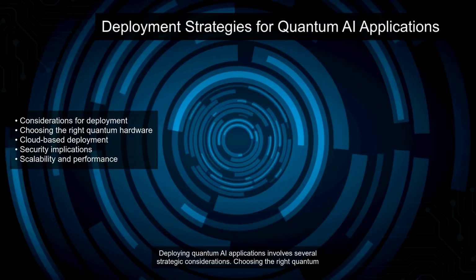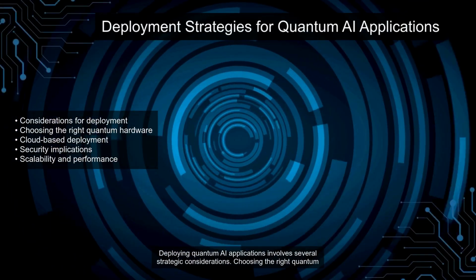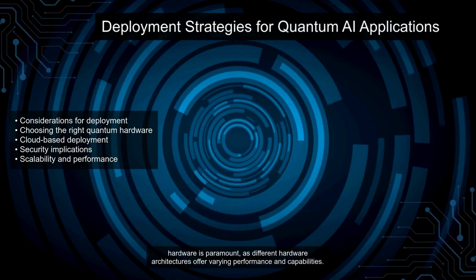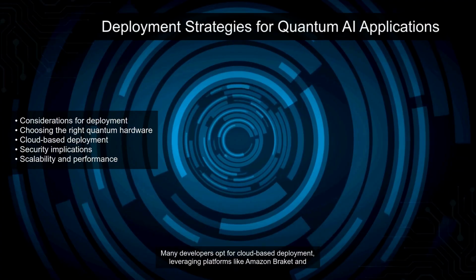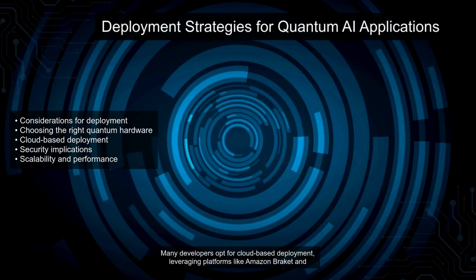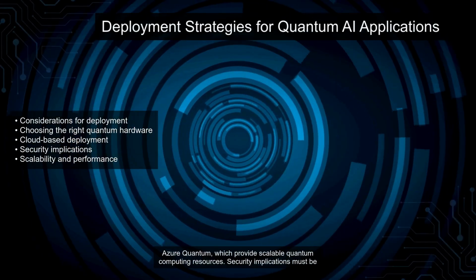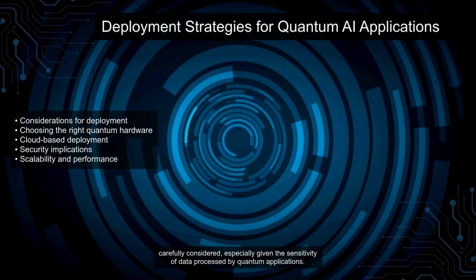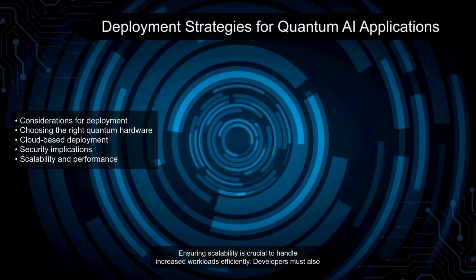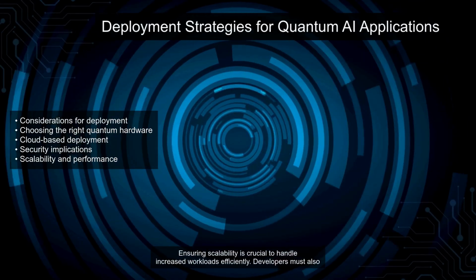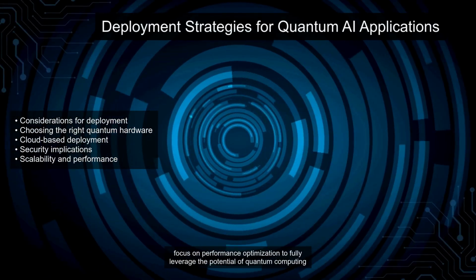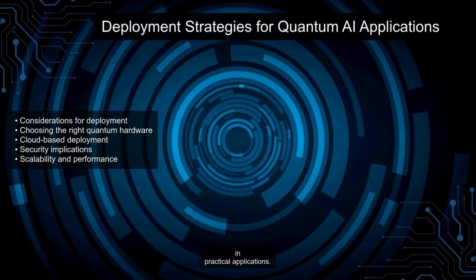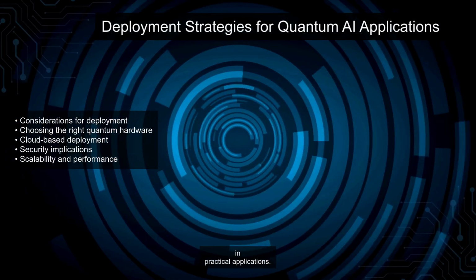Deploying quantum AI applications involves several strategic considerations. Choosing the right quantum hardware is paramount, as different hardware architectures offer varying performance and capabilities. Many developers opt for cloud-based deployment, leveraging platforms like Amazon Braket and Azure Quantum, which provide scalable quantum computing resources. Security implications must be carefully considered, especially given the sensitivity of data processed by quantum applications. Ensuring scalability is crucial to handle increased workloads efficiently. Developers must also focus on performance optimization to fully leverage the potential of quantum computing in practical applications.